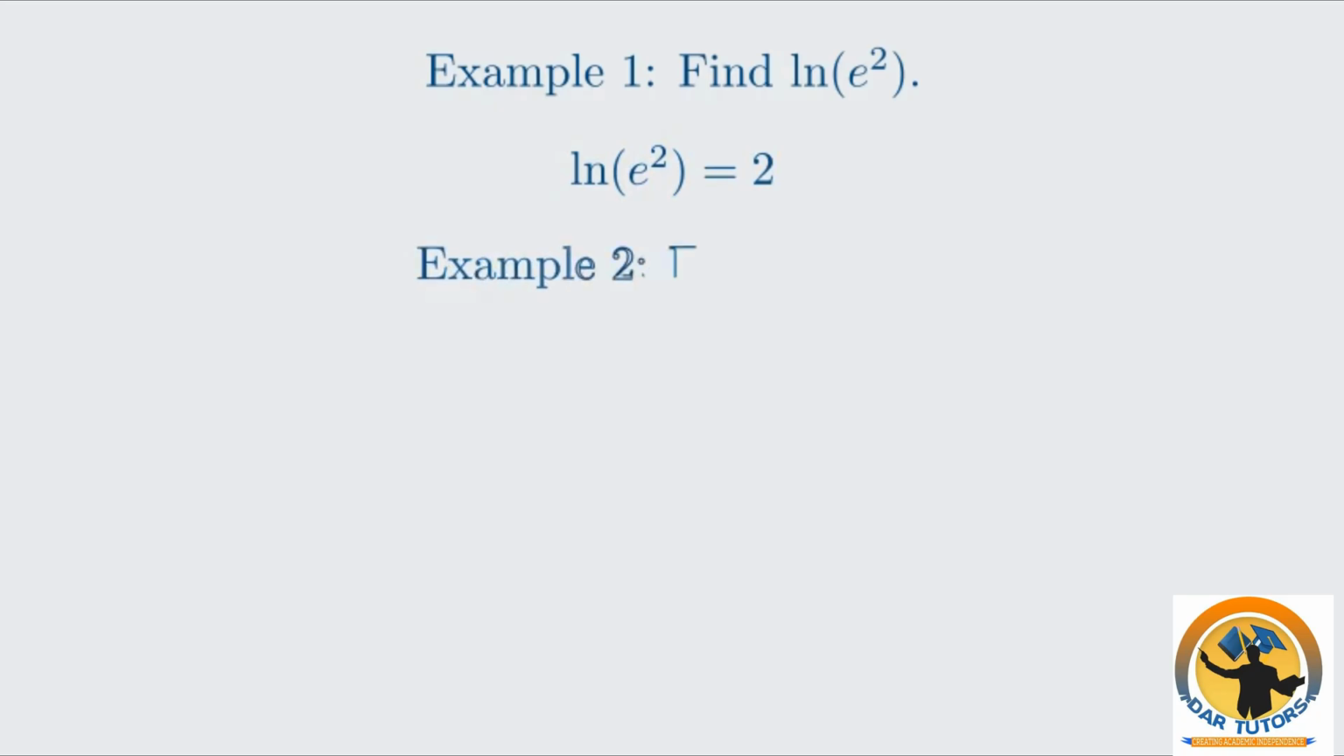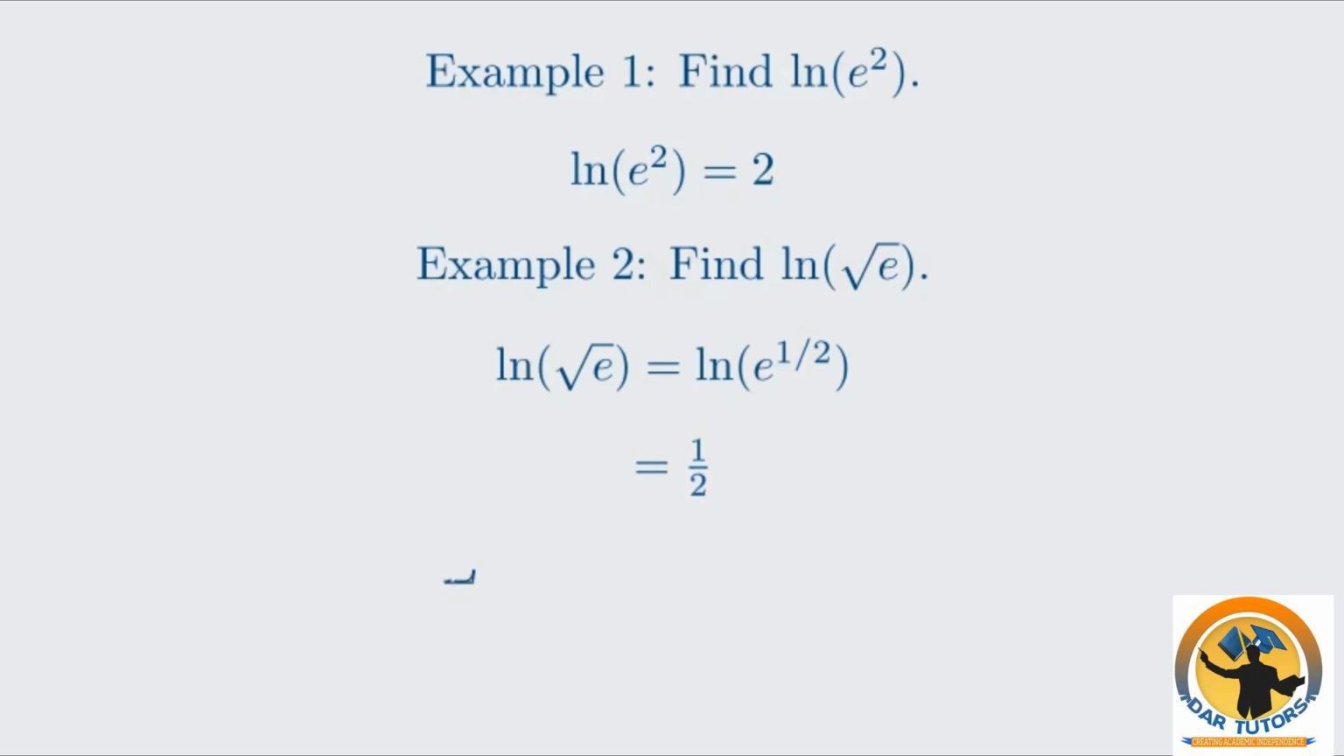Let's use these properties to evaluate some expressions without a calculator. First, let's find the natural logarithm of e squared. Using the property ln of e to the power of x equals x, the answer is simply the exponent, which is 2. Next, let's find the natural logarithm of the square root of e. First, we rewrite the square root of e as e to the power of 1/2. Then, using the same property, the answer is the exponent, 1/2. Finally, let's find e to the power of the natural logarithm of 3. Using the property e to the power of ln x equals x, the answer is simply 3.